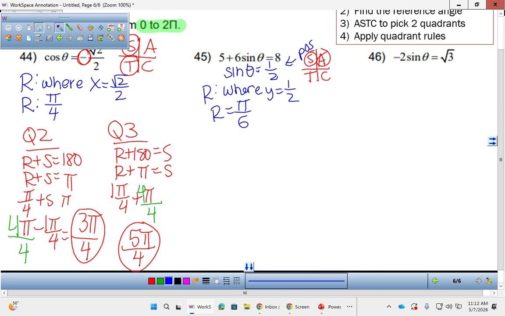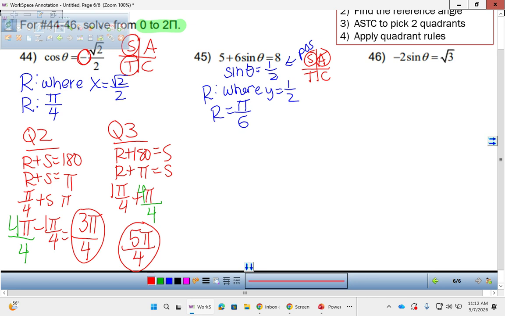Does anybody have questions on where the pi over 6 is coming from? I'm looking at the coordinate points, and the first coordinate point is root 3 over 2, 1/2. The y value is 1/2, and sine is 1/2. So that's the point where y is 1/2. Pi over 6 is that angle.